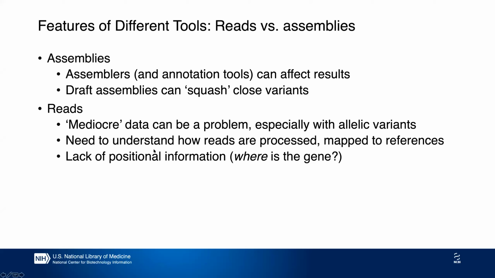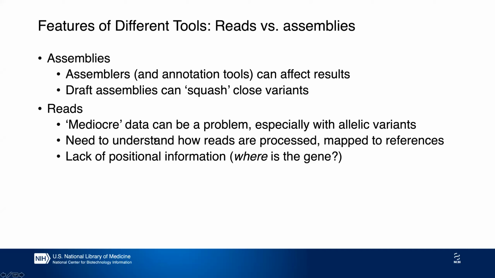There are also read-based methods, and one concern here is mediocre sequencing read data. Most people can identify, okay, this run just didn't work, we're not going to use it. And likewise, high quality data is always easy to assess, but if you have a lot of data where there are some bad runs, you can really get into problems when you're using read-based methods, especially with allelic variations, because it's hard to know, do I have two versions of that gene, or is this just sequencing error?